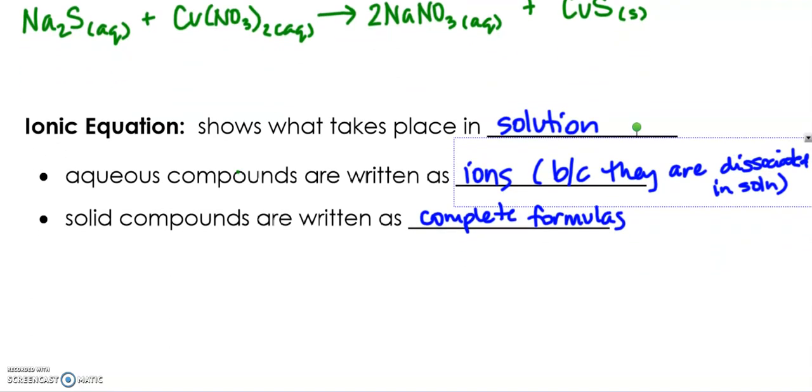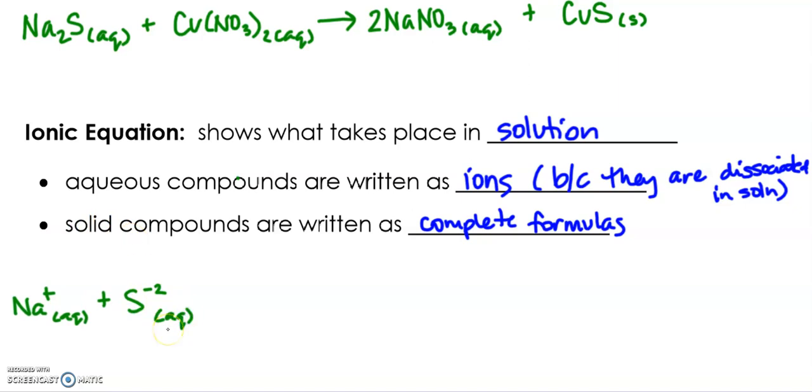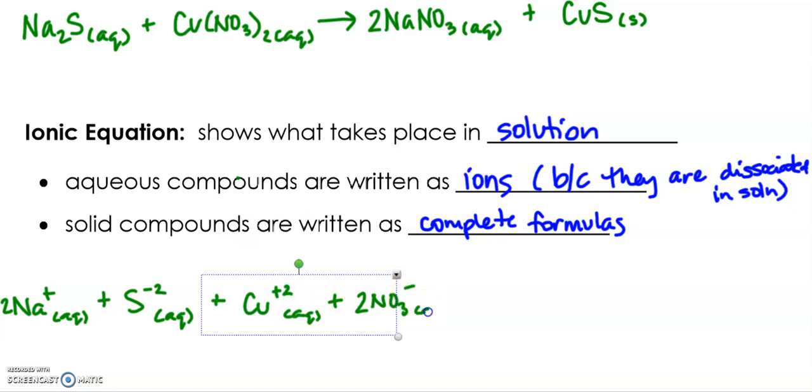So what we'd get here was Na2S aqueous will split up into Na plus aqueous and S minus 2 aqueous. We have to stay balanced here because it was Na2S. We have 2, that means we have 2 sodium ions. The copper 2 nitrate will be copper plus 2 aqueous. And the nitrate, there are 2 of them, so 2 NO3 minus aqueous. Because those are all ionic compounds that are aqueous.